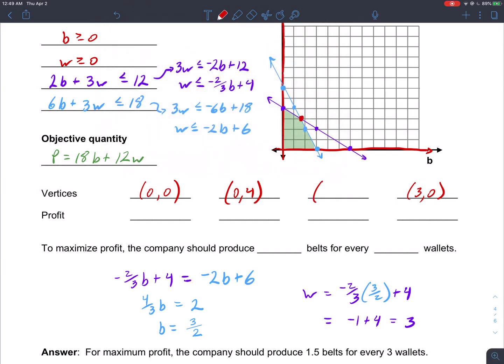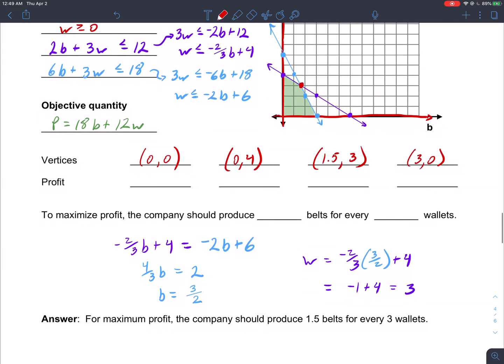1.5 on the b and 3 on the w. If you plug those values into the objective function, you will get, obviously, $0 if you make nothing. You'll get $48 if you plug in 0 and 4. You'll get $63 if you make 1.5 belts and 3 wallets per week, and you'll get $54 if you make 3 belts and no wallets. So it is maximized if you make 1.5 belts and 3 wallets, right? There's our maximum.